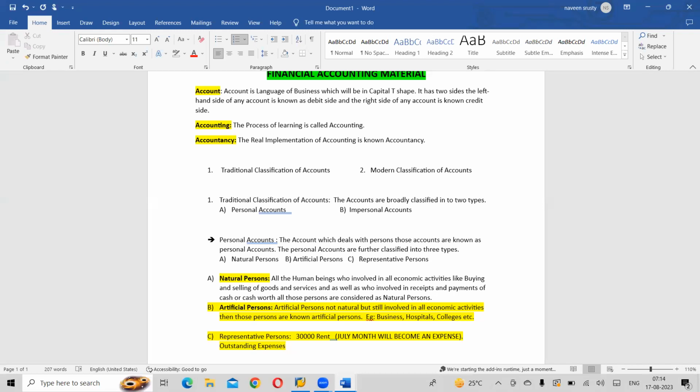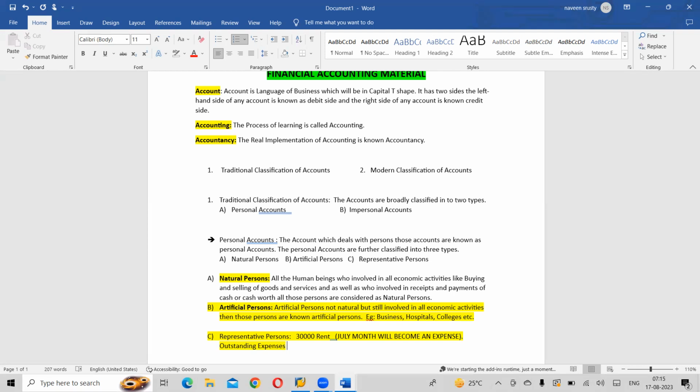In this terminology, we call it accruals and deferrals. In our accounting software terminology, we used to call it accruals and deferrals. I'll give you the same meaning. All outstanding expenses and all prepaid expenses are considered as accruals or deferrals. Clear?